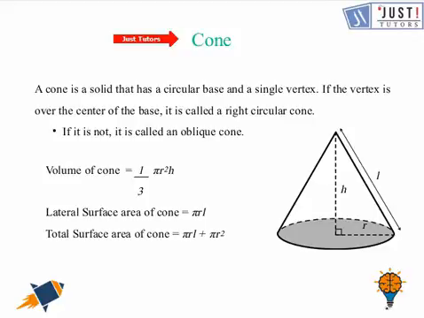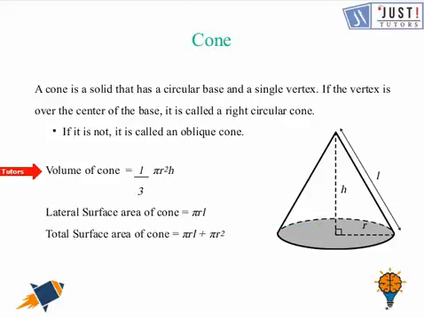A cone is a solid that has a circular base, as you can see in this picture, and a single vertex. If this vertex is over the center of the base, we call it a right circular cone. As you can see, it's forming a right-angled triangle. However, if this is not the case, that is, it's not exactly on the top and not forming a 90-degree angle with the base, it is called an oblique cone.